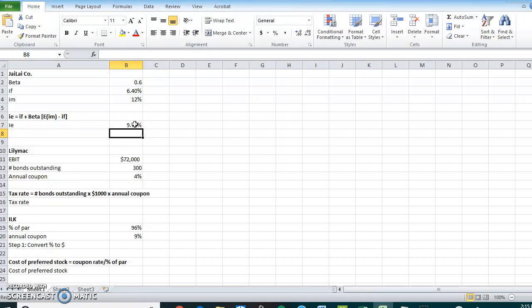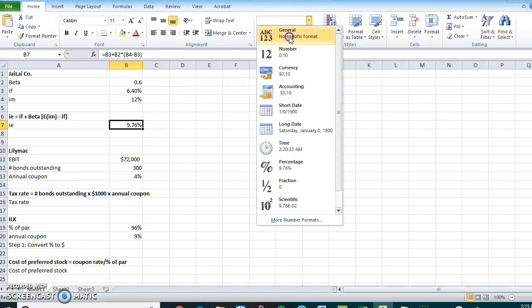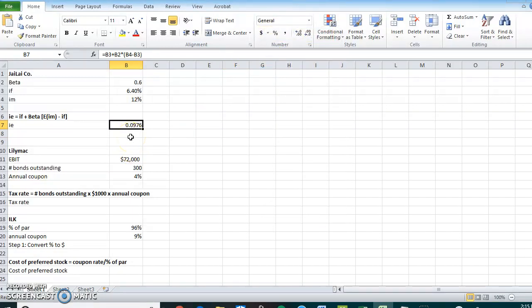If you don't already have your Excel set to get the percentage, if you have it in general, you'll get 0.0976. To convert this to a percentage, we just go over here under the number tab and we click percentage, and it wants us to round the answer to the first 2 decimal places. So then we click this right-hand arrow once, twice, and that gives us 9.76% is our cost of equity.